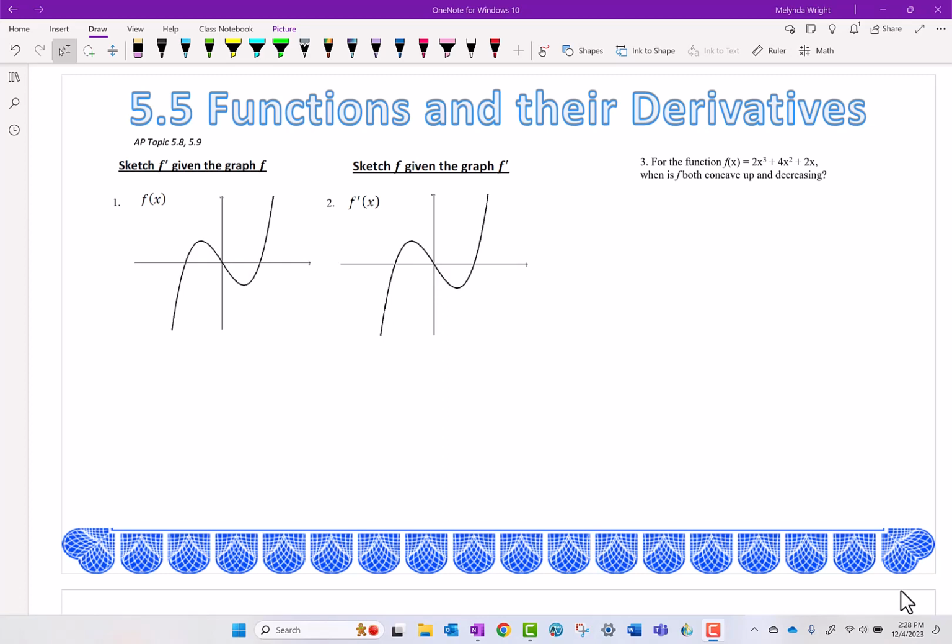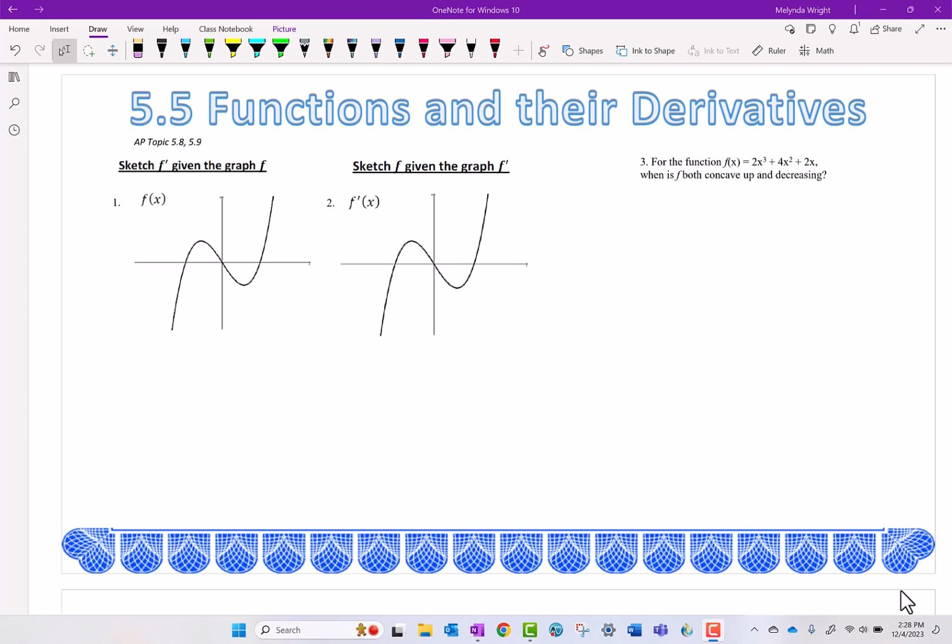All right, let's take a look at our lesson for today. We're going to be looking at functions and their derivatives, basically the function f. The first derivative and the second derivative are what we're going to be focusing on today. So first, let's look at the relationship between the graphs of f and f prime.